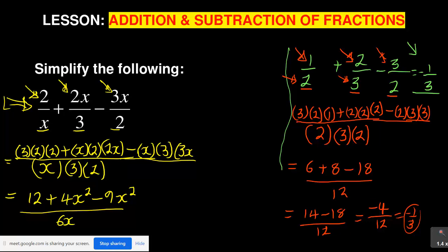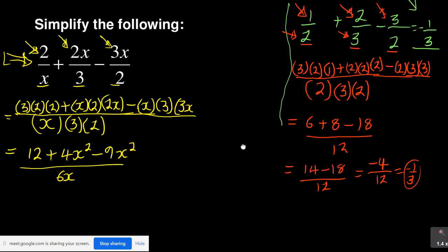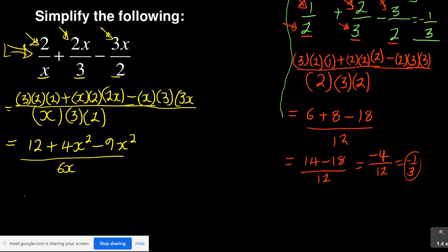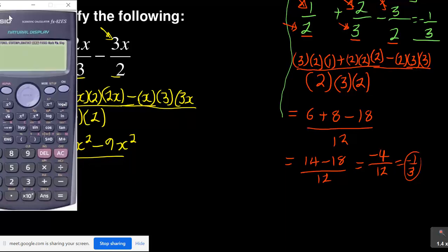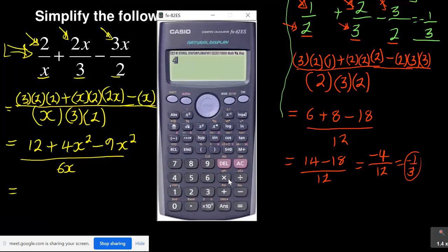Okay, so that's what you'll be having. Then after that, you continue and say, how does this simplify? The like terms, they'll subtract, of course. So here we have 4 minus 9. It gives me a negative 5.